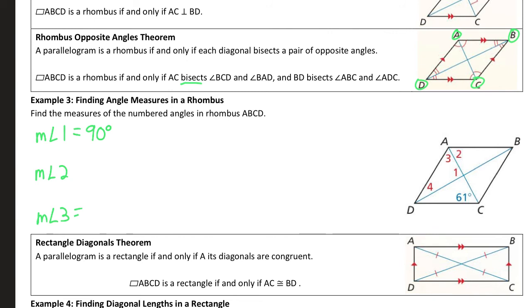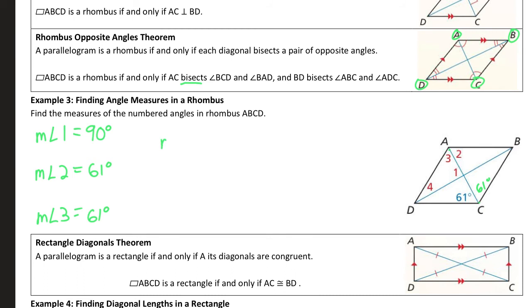If we look at this rhombus, we said diagonals bisect each other. So these 2 angles are both 61. Using our knowledge that opposite angles are congruent, I can also say that angle 2 is 61 degrees and angle 3 is 61 degrees. Because if they bisect and those opposite angles are congruent, well, then I know that the other 2 angles opposite from the 61 are both 61.